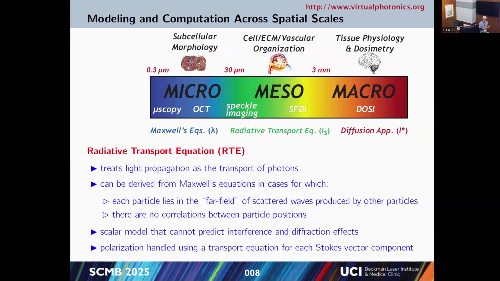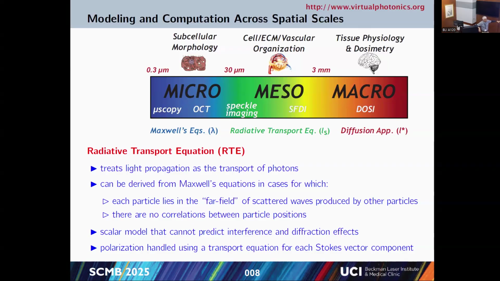Radiative transport can't handle that. It can only handle one static distribution of scattered light from these particles. And so you're assuming that all the particles are lying in the far field of the other particles. So that's a fundamental assumption in radiative transport.